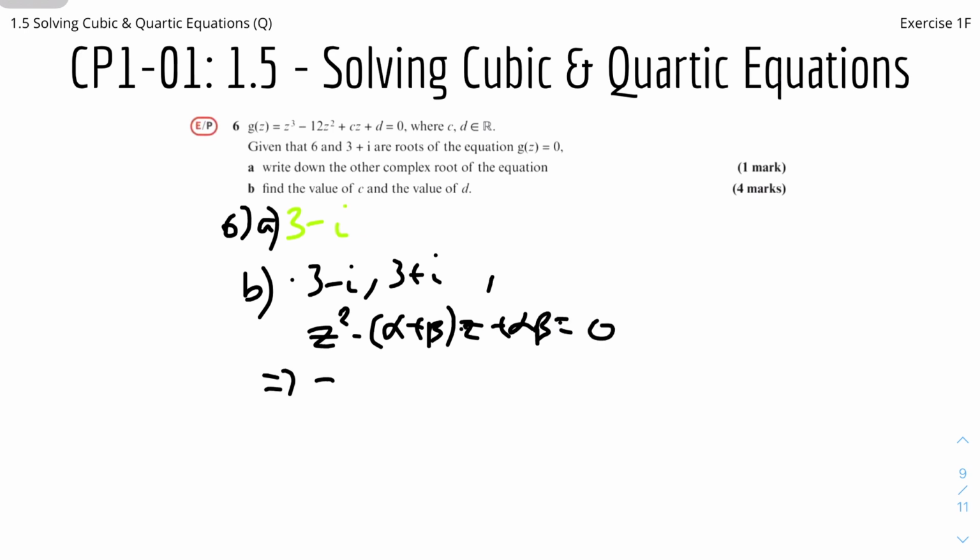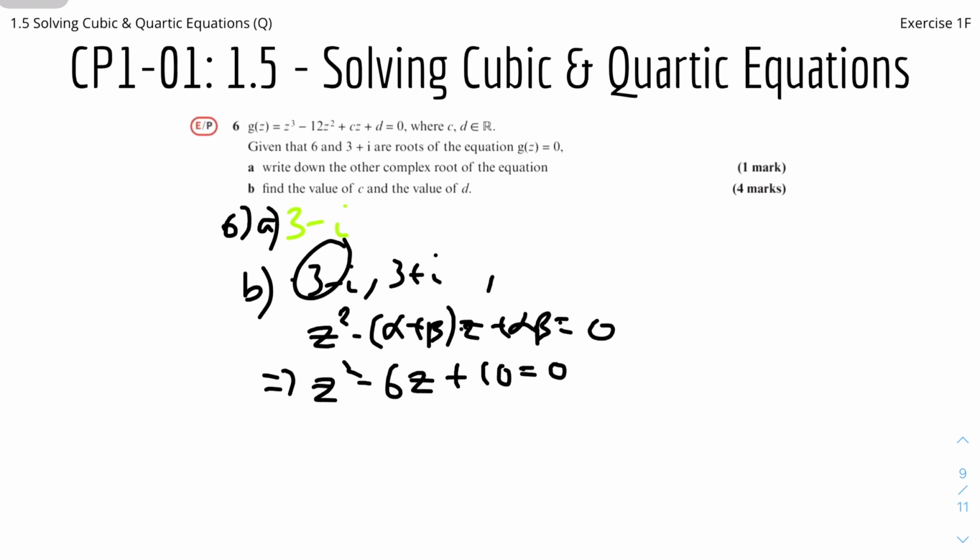Therefore, let's do it together. So z squared minus (alpha plus beta), which is 6, because it will be 3 minus i plus 3 plus i. The i's cancel out, so it will be just 3 plus 3, which is 6. So it will be z squared minus 6z. And alpha beta will be 3 minus i times 3 plus i. I can just use my calculator, or I can use the speed trick, where we add the squares of the numbers. So it will be 3 squared plus 1 squared, which is equal to 10. Therefore, it will be z squared minus 6z plus 10 equals 0. So that would be the quadratic equation with the two complex roots.